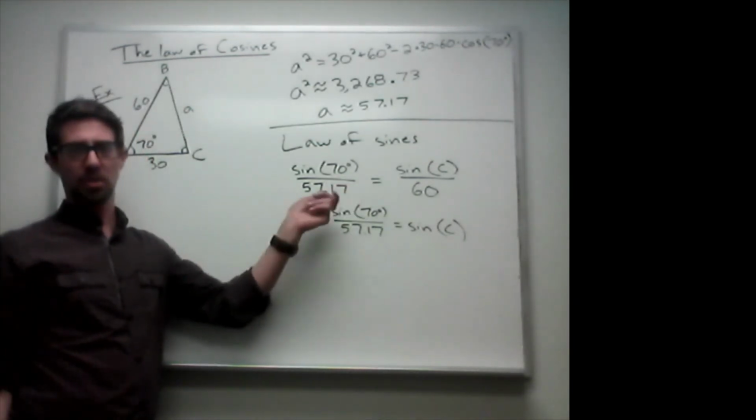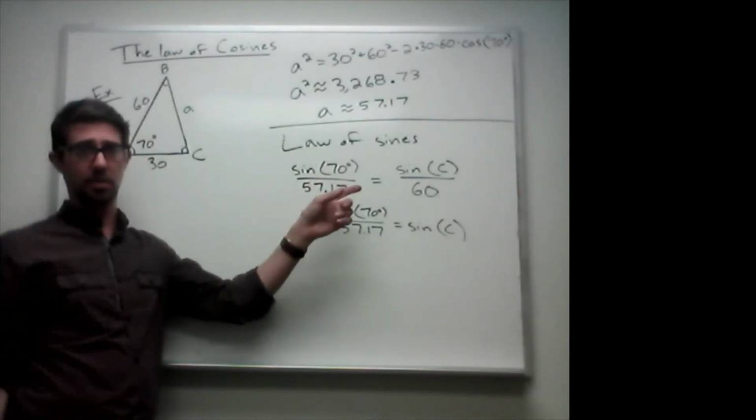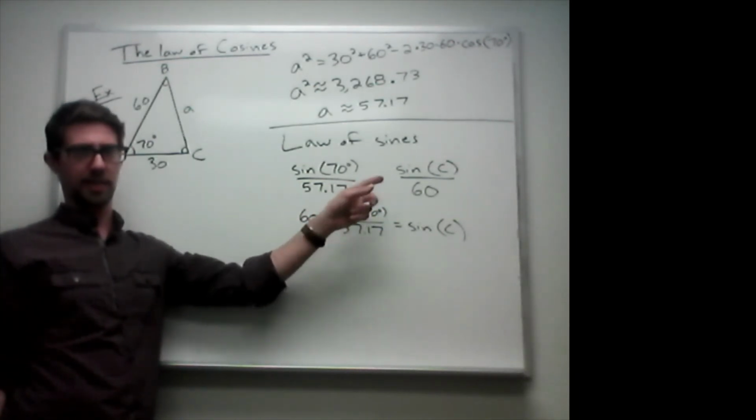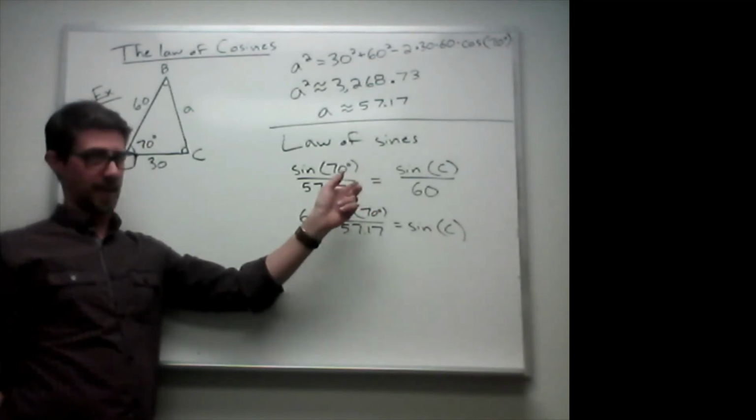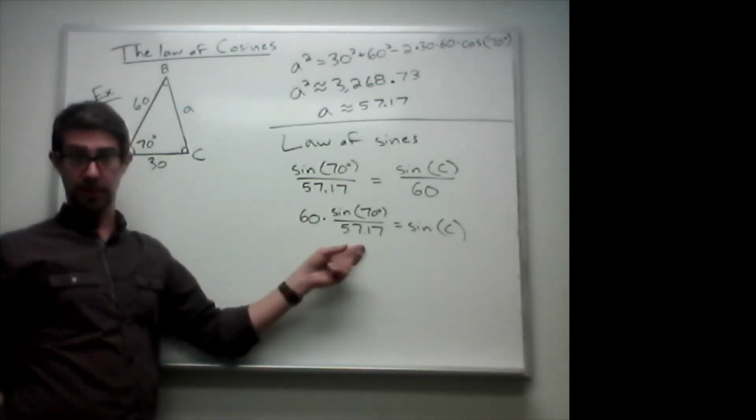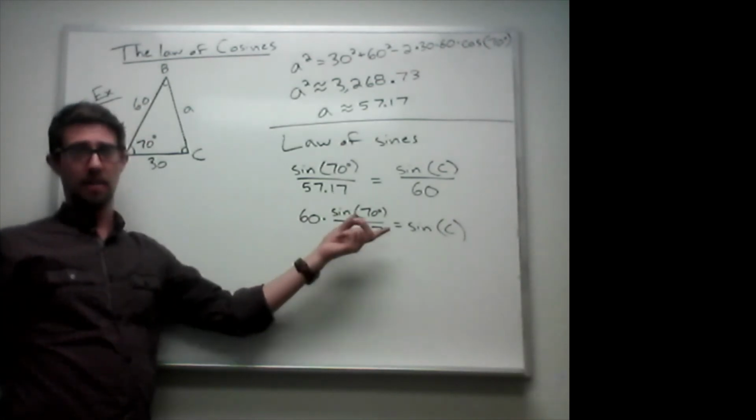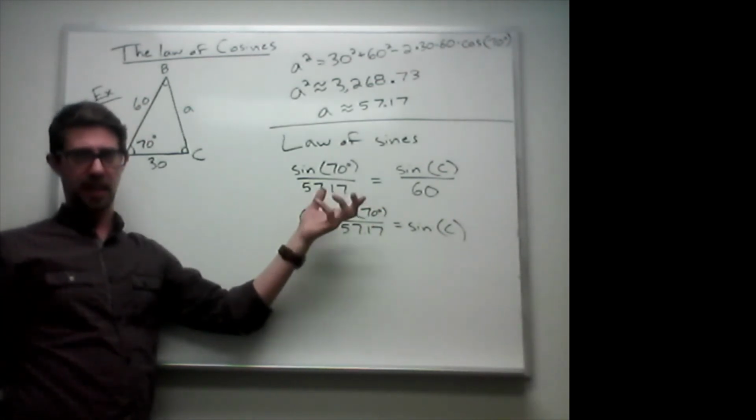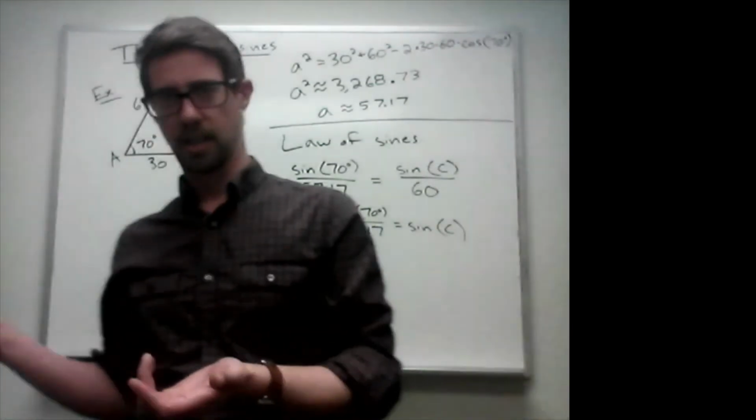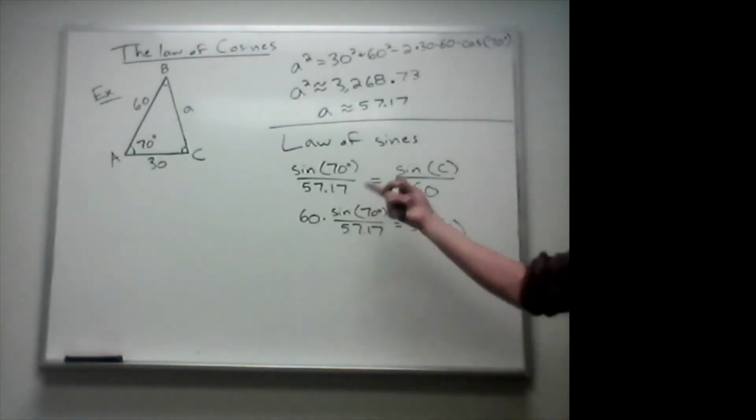Right, so if you did cross multiply this, which is fine to do, you'd get 60 times sine of 70 equals 57.17 times sine of C. You would then divide both sides by 57.17. You would have something that looks an awful lot like this. So multiplying by the denominator in this case is just a faster way to do the same thing as cross multiplying. It's called just clearing fractions.